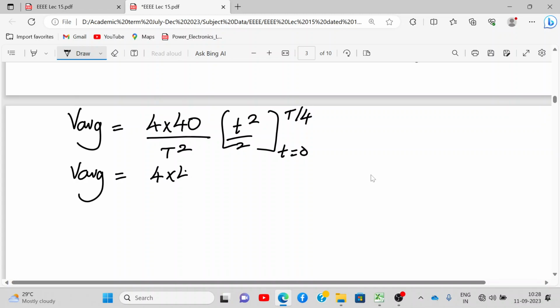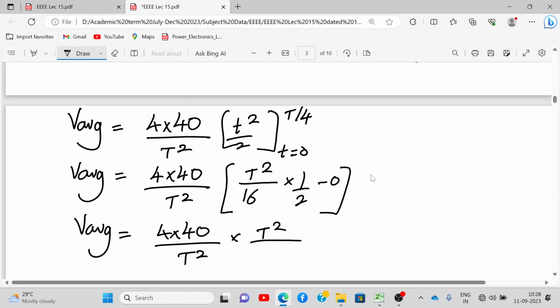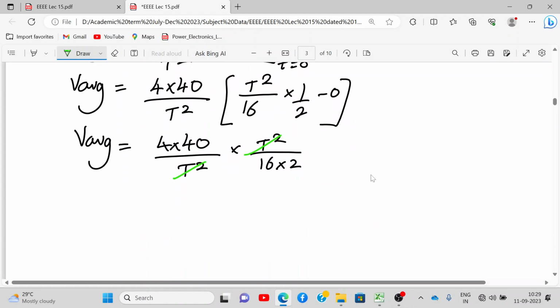It will be 4 into 40 divided by T square. Inside the bracket what you will have? T square by 16 into half minus 0. So how much will it be? 4 into 40 divided by T square into T square by, I think 32, right? 16 into 2. So what gets cancelled over here? T square, T square. Find the value over here. This is 4 and this is 10. So how much is it? 5 volt. So V average value is 5 volt.